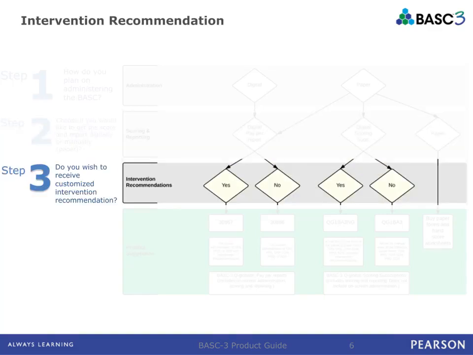And the third question is whether you wish to receive customized intervention recommendations for the TRS, PRS, and/or SRP. This is possible whether you have elected to administer by paper or by using QGlobal. However, it's important to note that if you want to have interventions printed or generated electronically, then you must use QGlobal for scoring. The answer to these three questions, in this order, will lead you to several different product options, which I'll show you in a few minutes.